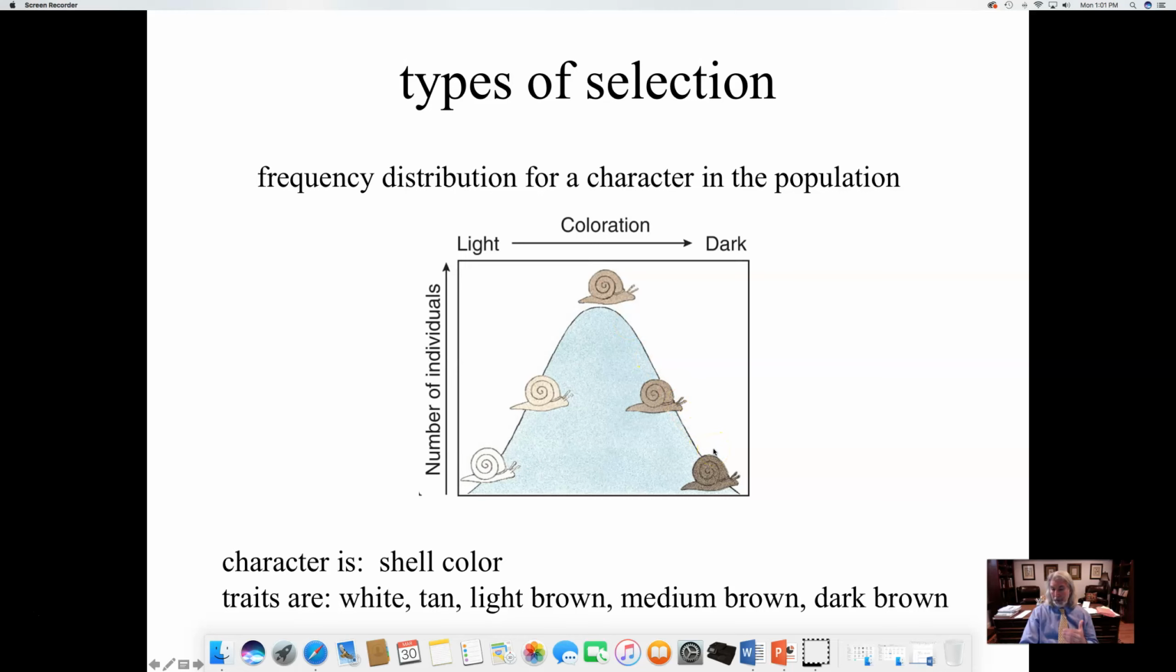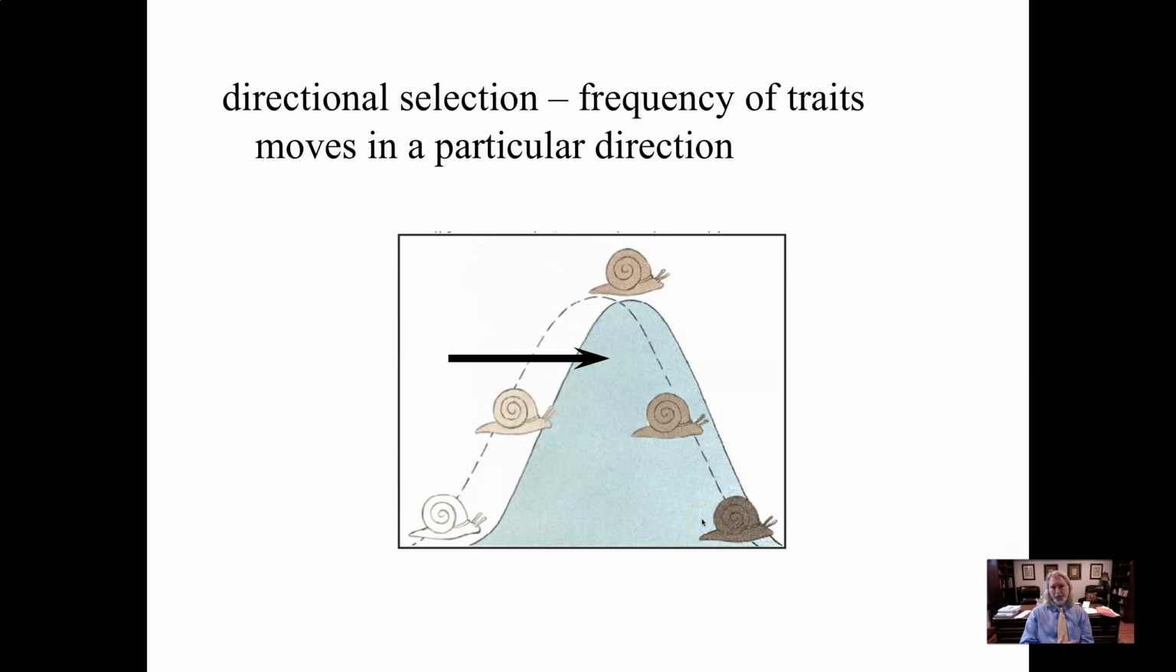To determine if selection's happening, you would go out in the population at a later time and count the traits again. You would measure the frequencies and compare them to your original distribution. Selection, if it's occurring, is described in 3 ways. First, directional selection.